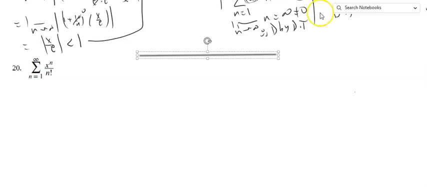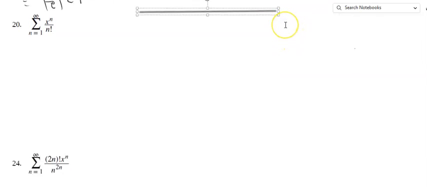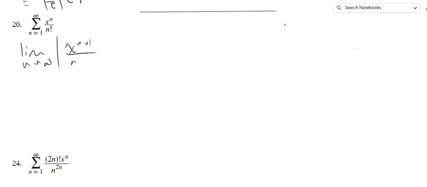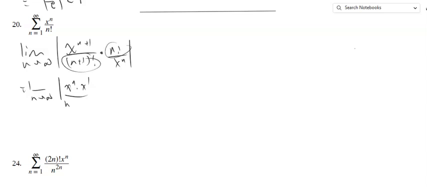Here's another example. I'm looking at this series. Well, I'm going to take the limit as n approaches infinity of a sub n plus 1 divided, so you multiply by the reciprocal, this is bigger than that, so you start reducing n plus 1. The next one will be n.